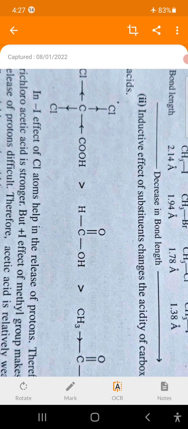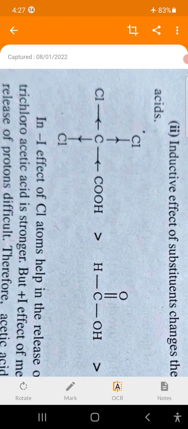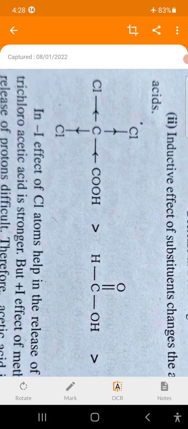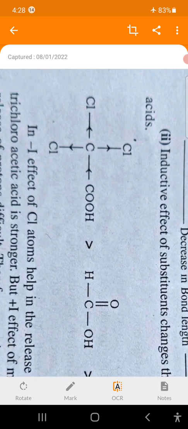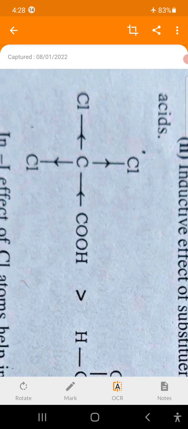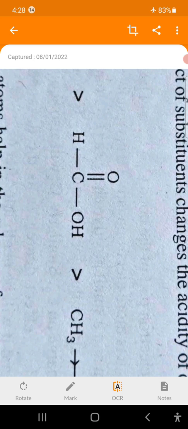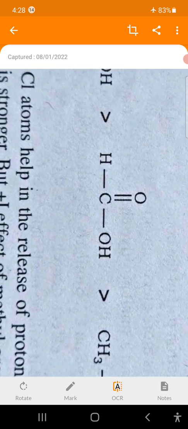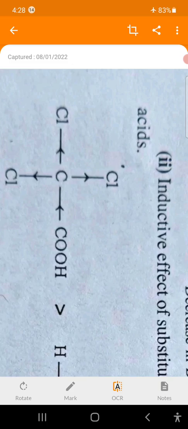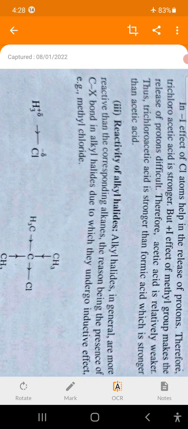The second application is the effect on acid strength. As the inductive effect increases, acid strength also increases. In trichloroacetic acid, three Cl atoms are present, so there is a strong inductive effect. Therefore this acid is stronger than formic acid and acetic acid, because of the inductive effect of the three Cl atoms. The next application is the reactivity of alkyl halides.